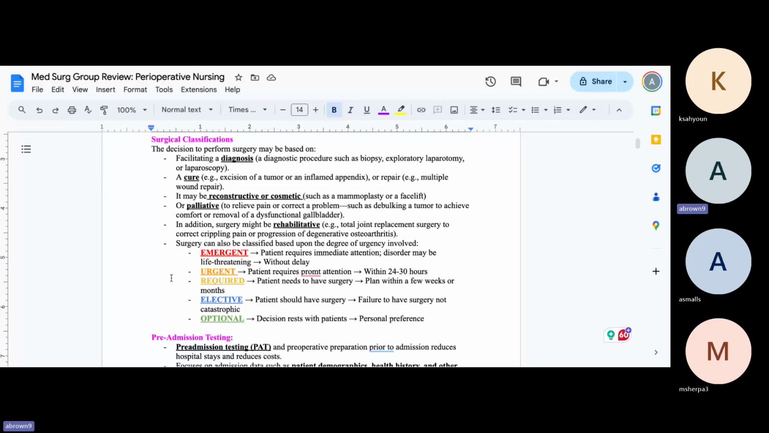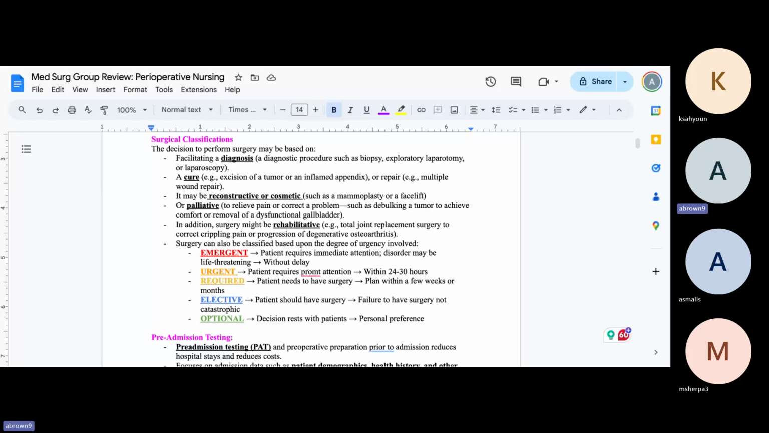So emergent, the patient requires immediate attention. The disorder may be life-threatening, so that surgery has to be without delay. Urgent is telling me that this patient requires prompt attention, so they're going to need surgery within 24 to 30 hours. It's not emergent where they need it right away, but they are going to need it soon.